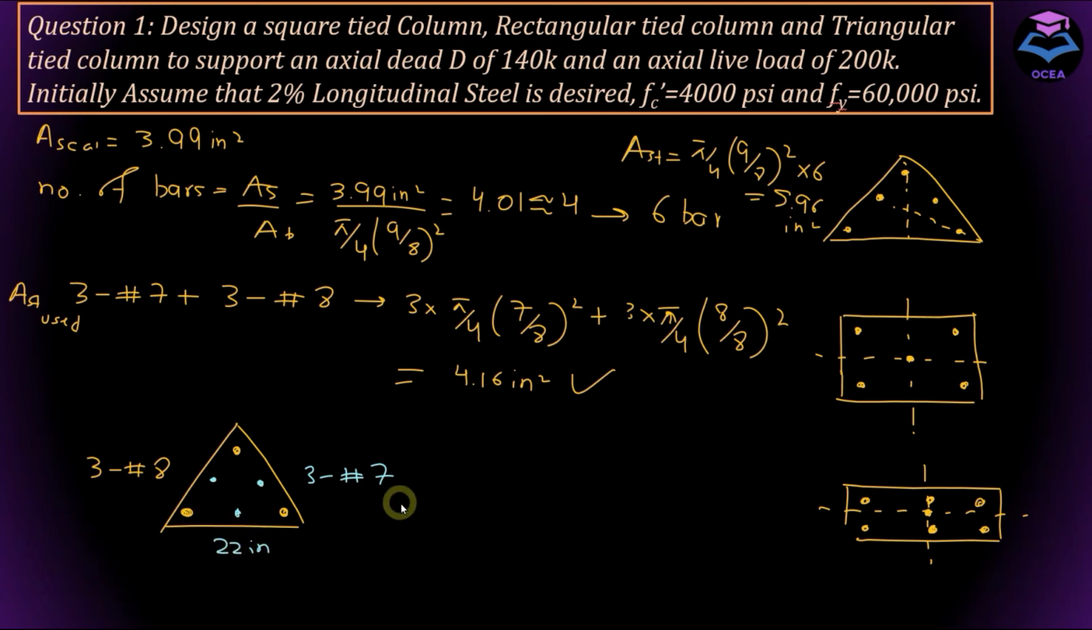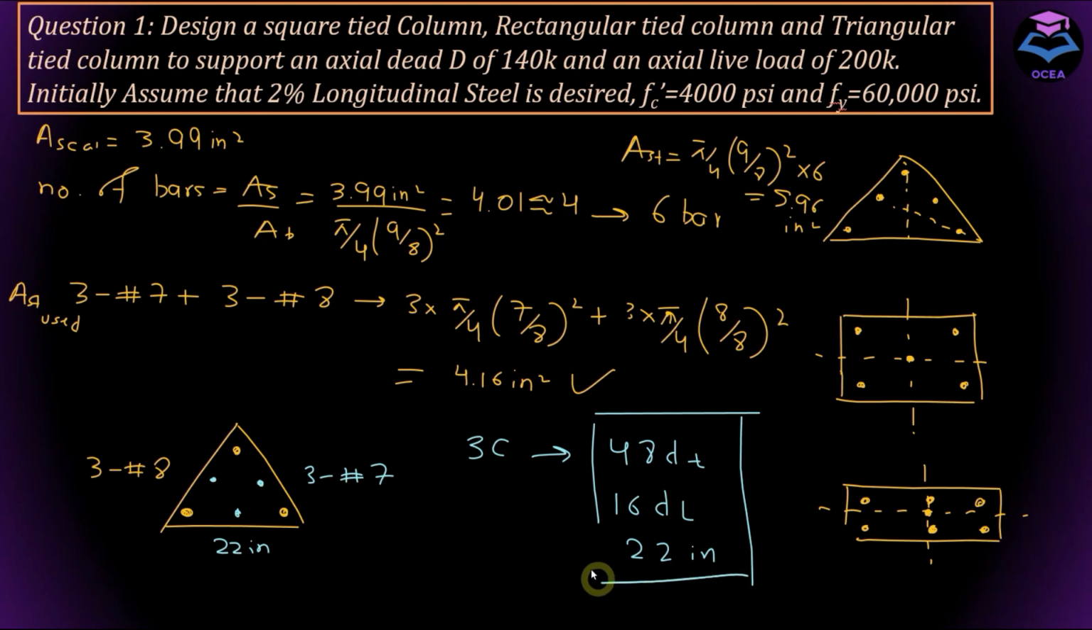Now what about the spacing of ties? The spacing of ties will be found by checking 3 conditions and taking the least of these 3 conditions, that is 48 diameters of tie, 16 diameters of longitudinal bar, and the last one is the least lateral dimension, which is a equals 22 in this case. You need to check them and pick the lowest value from these 3 values.